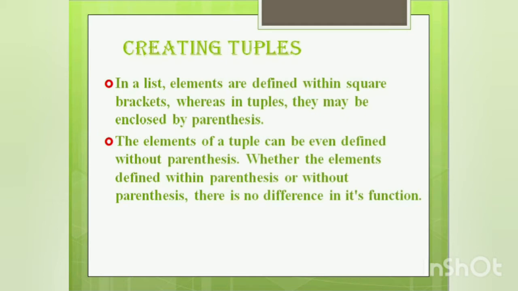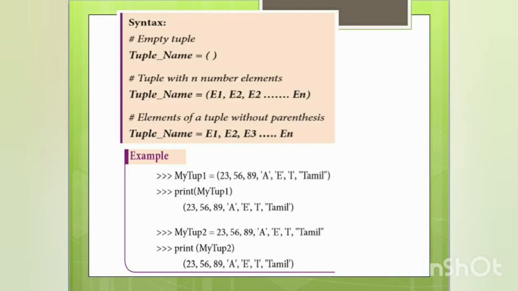Now we will see the syntax and example program for creating tuples. Look at the syntax. For creating an empty tuple, tuple name is equal to only the parentheses without elements. The second one is for a tuple with n number of elements: tuple name is equal to, within the parentheses, the elements from 1 to n. The third one is elements of a tuple without parentheses: tuple name is equal to only the elements e1 to en.